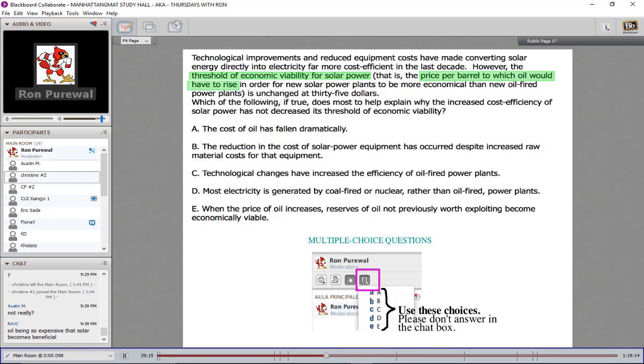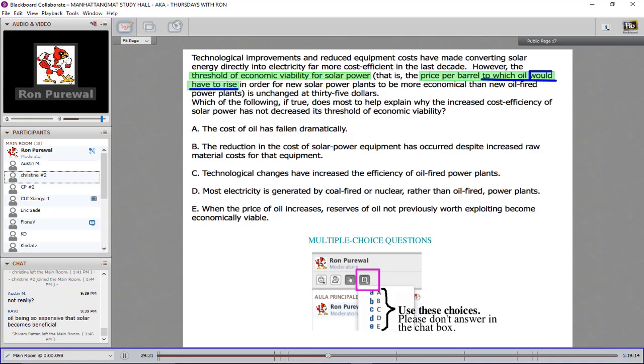If you just read it slowly and get the meaning of it, notice especially this. This has nothing to do with current prices. It's a price that oil would theoretically have to achieve. So already A is gone because it has nothing to do with a would have to.